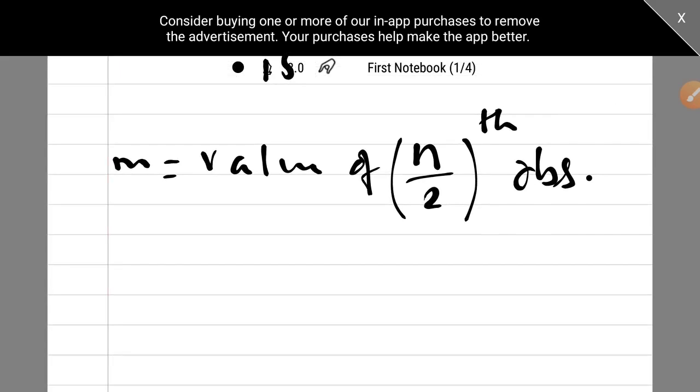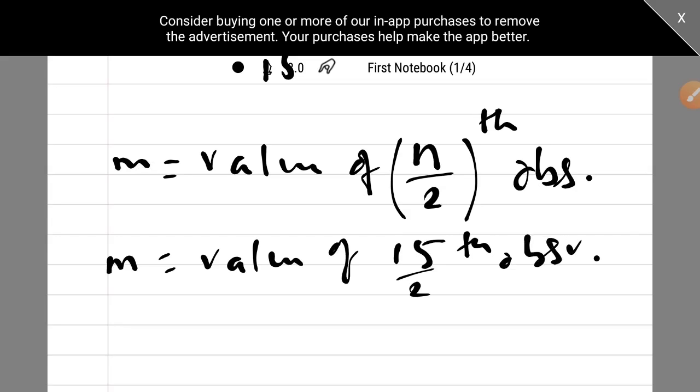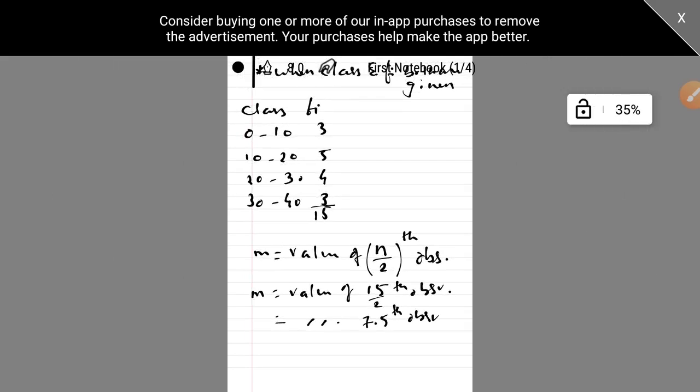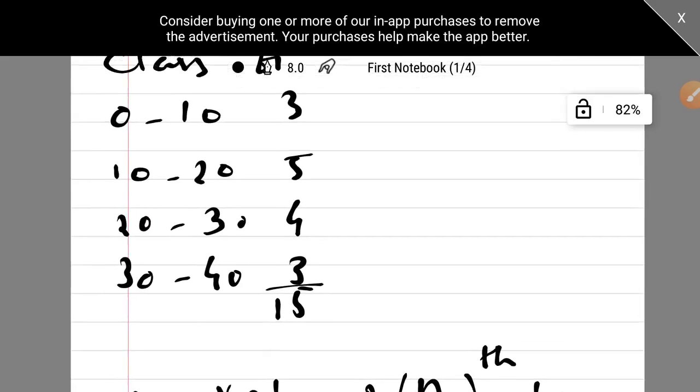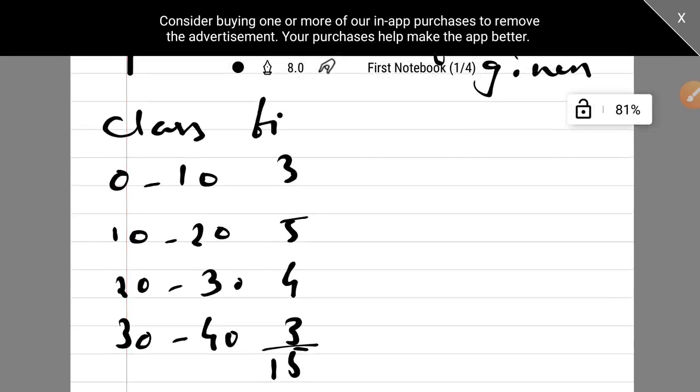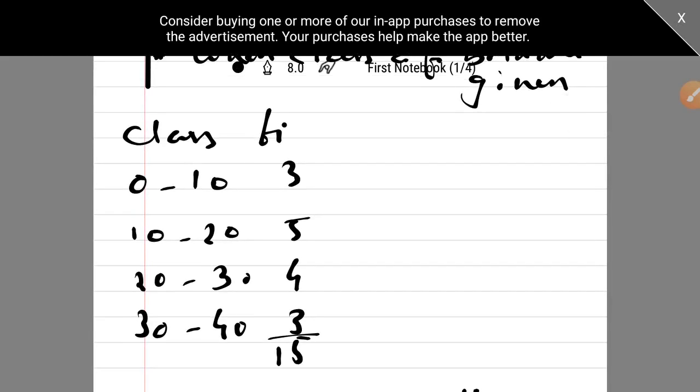Now median is what? So your n is value of 15 upon 2th observation. Okay, so your n is 15 here. It's value of 7.5 observation. So now it is value of 7.5 observation. Now where you will be searching for this 7.5?